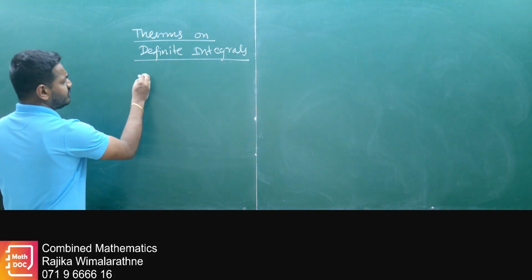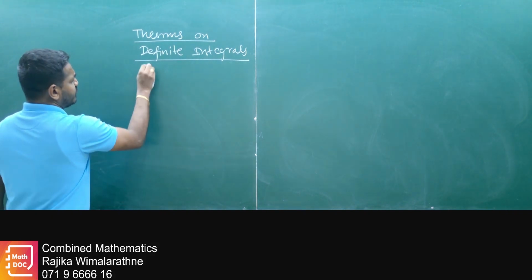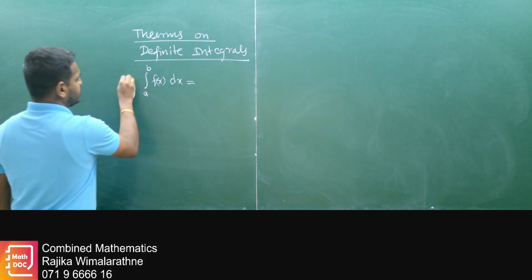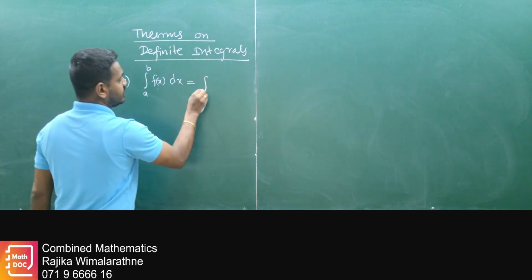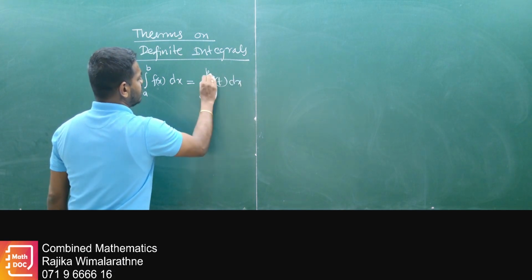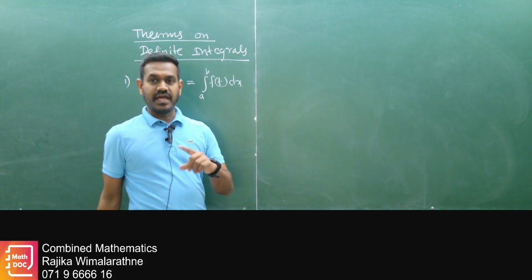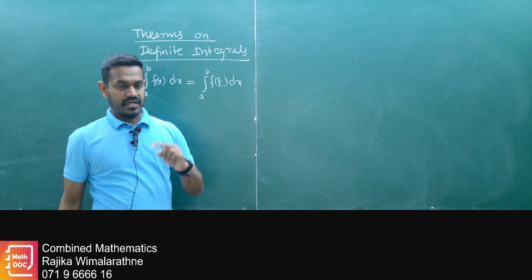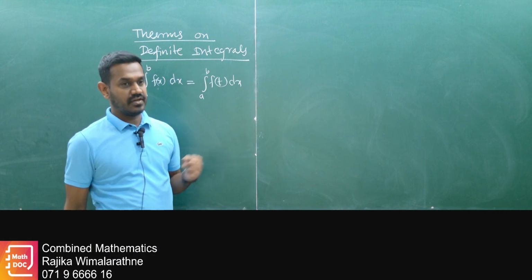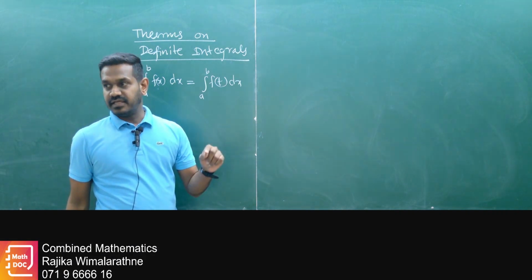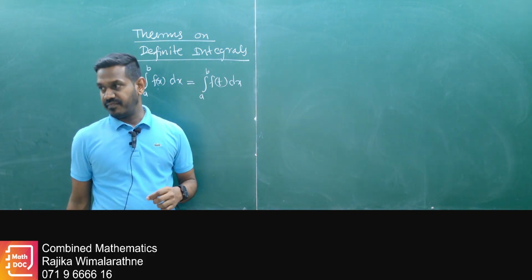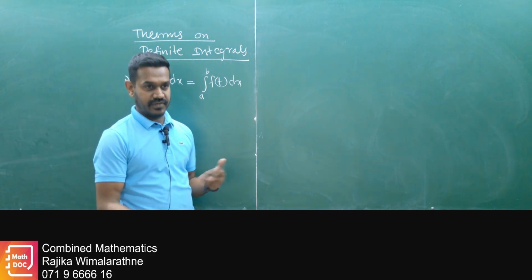Now consider integral a to b f(x) dx. Here theorem number 1: instead of x, you can put any other variable, a to b f(t) dt. No worries, same integral. As an example, sin x we can integrate, sin t we can integrate, and the same results we can obtain. The integral of sin t dt equals the integral of sin x dx for definite integrals. Then variable change won't affect.